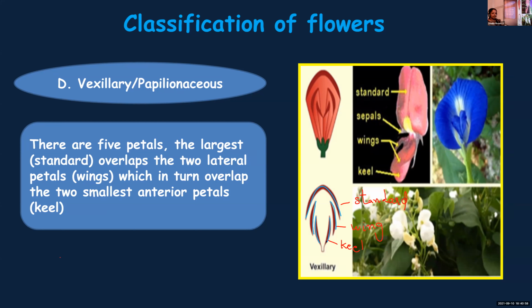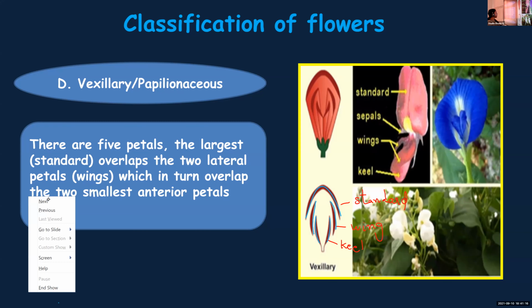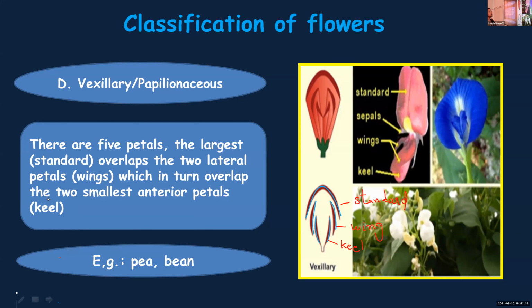The standard petal is the largest. It will be overlapping 2 lateral petals known as wings. These wings will be overlapping 2 smallest petals found on the anterior side, and you call them keel. And examples, pea and bean. These are the different types of aestivation.